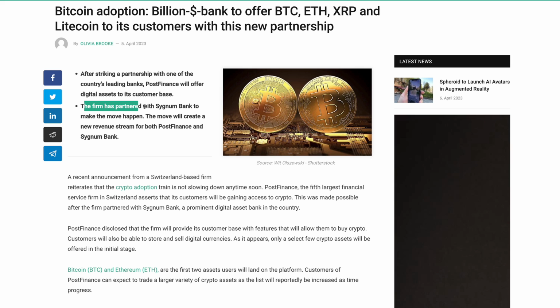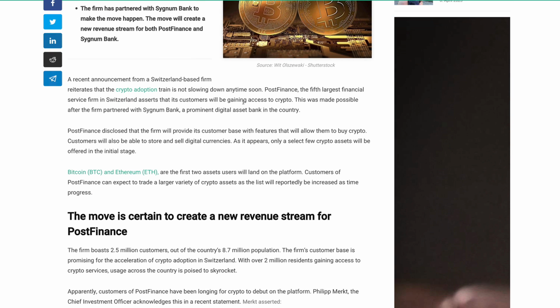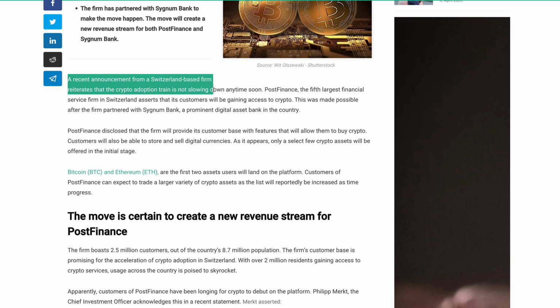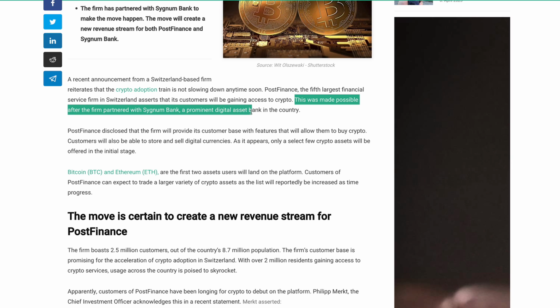The firm has partnered with Sygnum Bank to make the move happen. As we know, there's already a connection to Ripple and Sygnum Bank. A recent announcement from a Switzerland-based firm reiterated that the crypto adoption train is not slowing down anytime soon. So now we have Post Finance, guys, the fifth largest financial service firm in Switzerland, asserts that its customers will be gaining access to cryptocurrency. This is made possible after the firm partnered with Sygnum Bank, a prominent digital asset bank in the country.